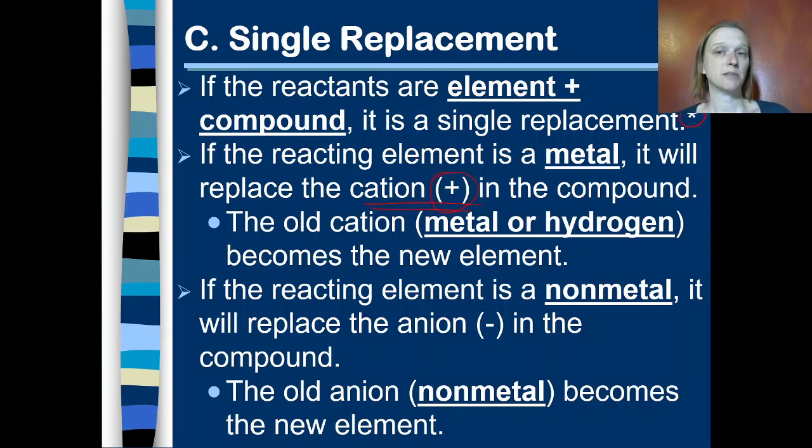What if your element isn't a metal? What if it's a nonmetal? The nonmetal is not going to take the place of a metal. Like is going to replace like. The nonmetal is going to form an anion with a negative charge, so it has to take the place of the negatively charged ion in the compound. The old anion, the nonmetal, is going to become the new element. So let me show you what I mean by this.